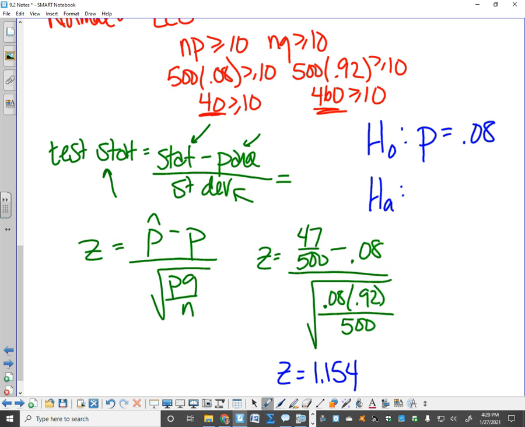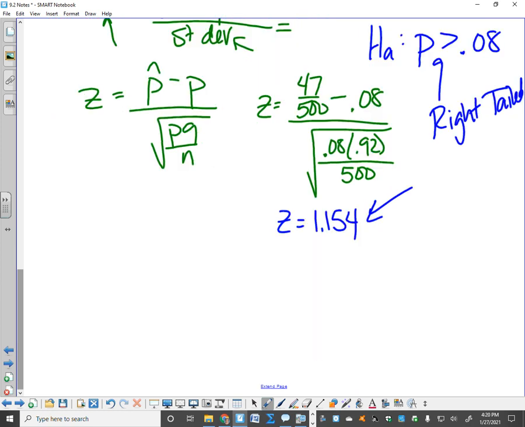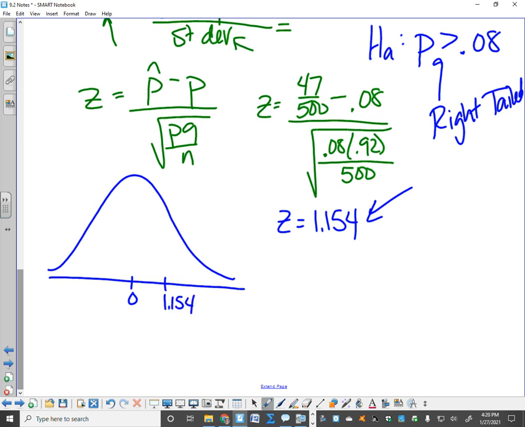Producer funds more. So we need to test greater than, because if it's greater than 8%, they're going out. Okay, so if this is greater than, and that's a positive z, see how that makes sense? Because this is going to be right-tailed. So it makes sense that my z is positive. So, curve, 0, z.